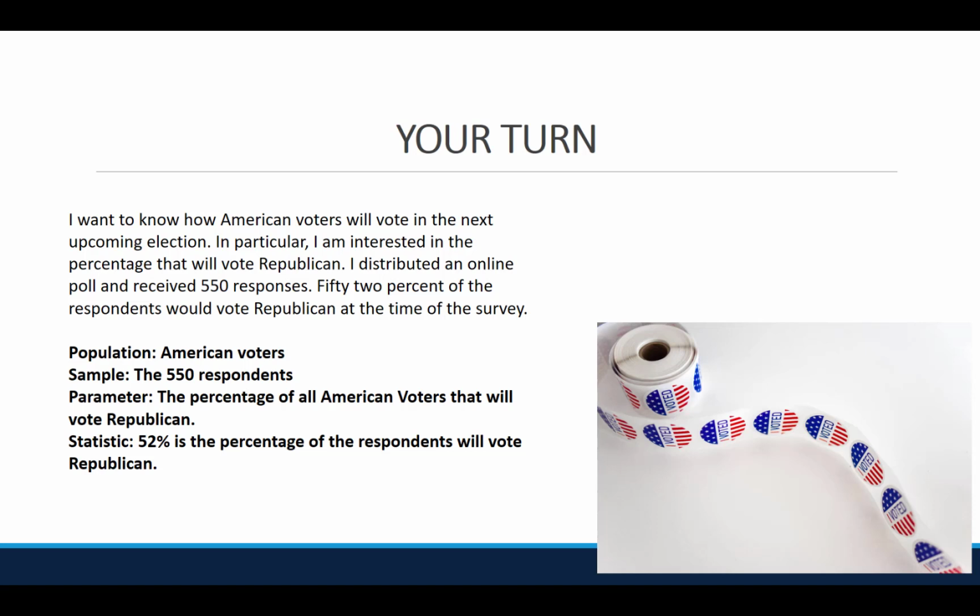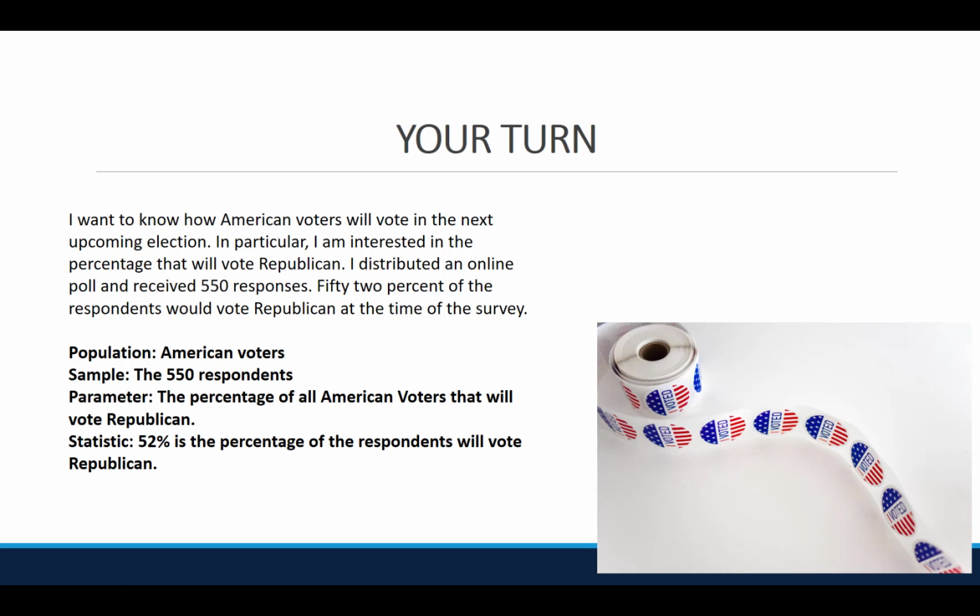Your turn. Read the following examples and identify the population, sample, parameter, and statistic. The first part is worked for you. I want to know how American voters will vote in the next upcoming election. In particular, I'm interested in the percentage that will vote Republican. I distributed an online poll and received 550 responses.